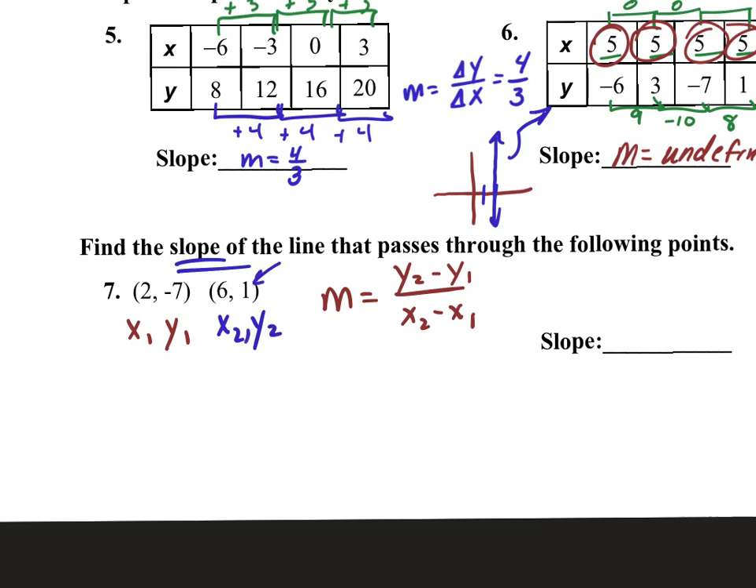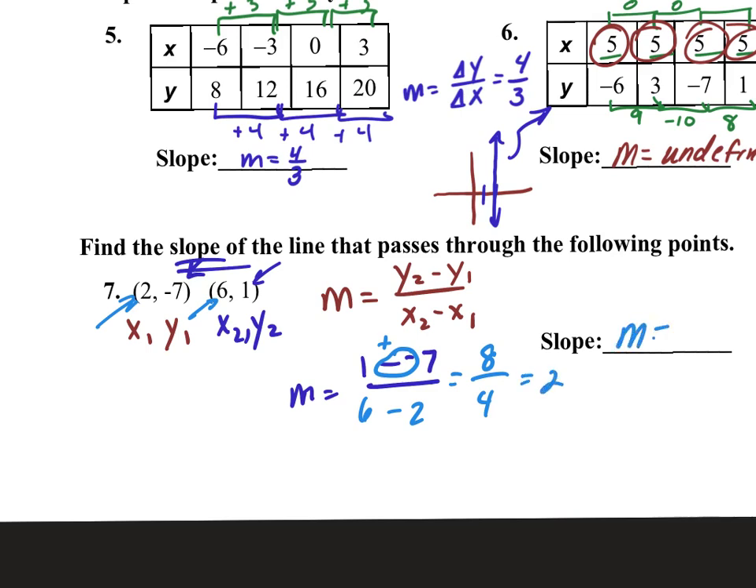Take the 1, y2, subtract the negative 7, y1, and you take your x2, which is 6, and you subtract your x1, which is 2. Again, be careful when you have a minus and minus. That's the opposite of a negative, so this is just a plus. This is 8 over 4, so it looks like a slope of 2.